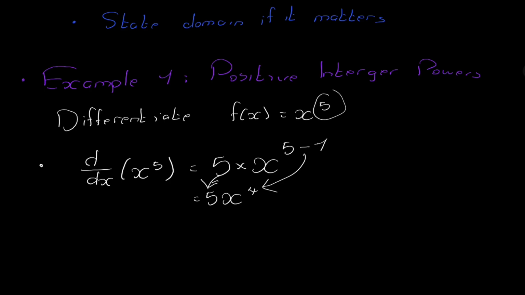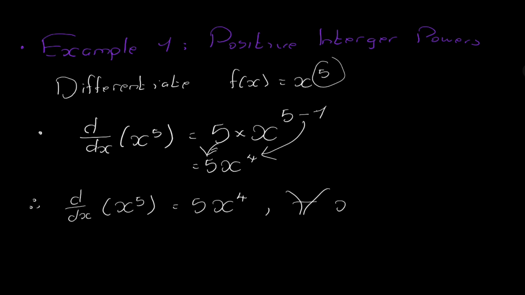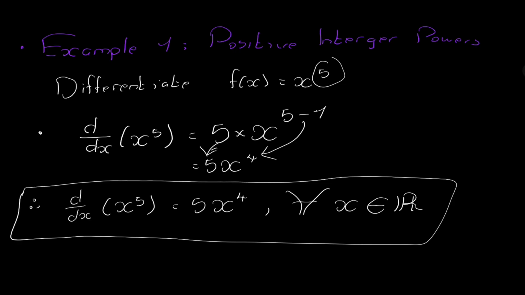x to the power 5 is defined for all real x, and 5x to the power 4 is also defined for all real x. What does that tell us? That tells us that the derivative is valid for all real values of x. So we can conclude that the derivative of x to the power 5 is equal to 5x to the power 4 for all real values of x. And that is our solution to this question.